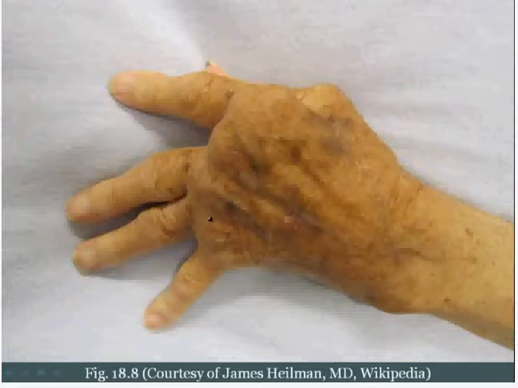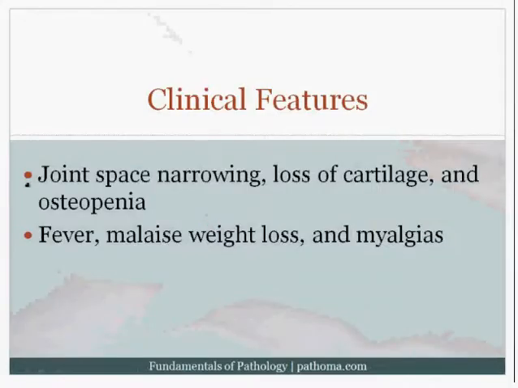And so you classically get these deformities of the joints where they get pulled one way or another, and that's again because the myofibroblasts in the granulation tissue contract, and when they contract, they then pull the joint one way or another. Additional clinical features include joint space narrowing.